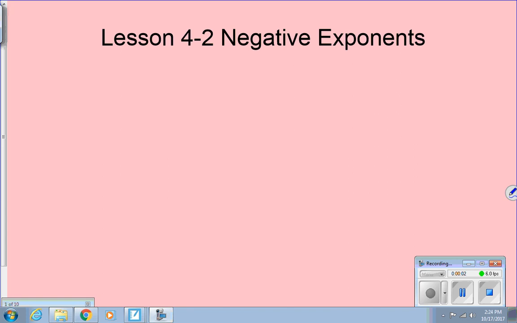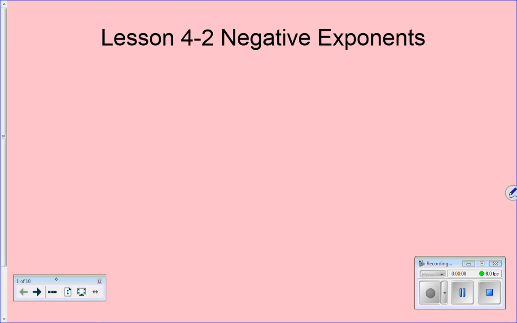All right, so lesson 4.2, negative exponents. Make sure you have that written down, okay? Anybody still need this? Are we good to go?